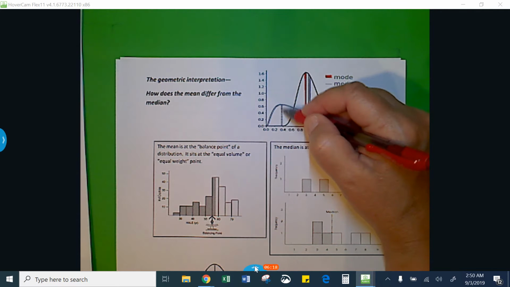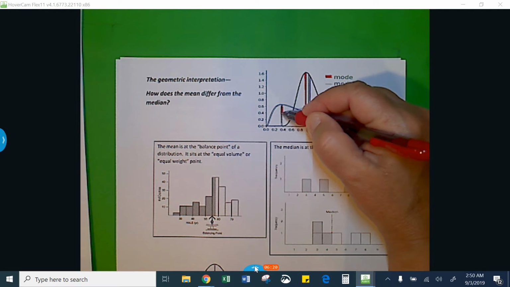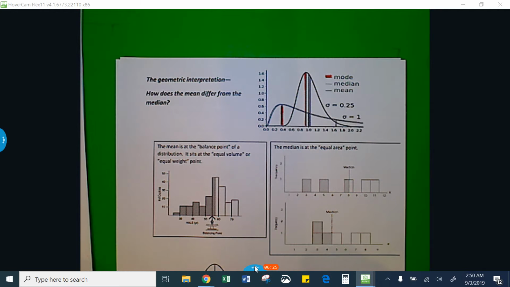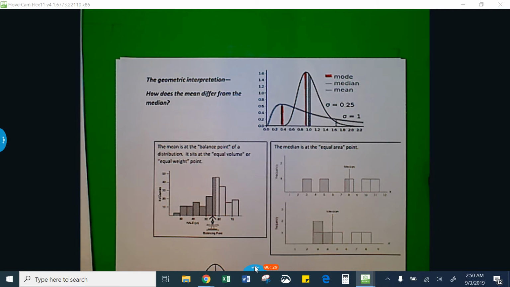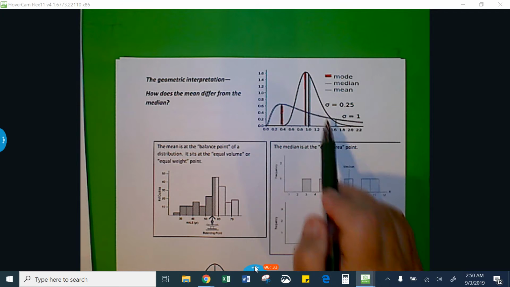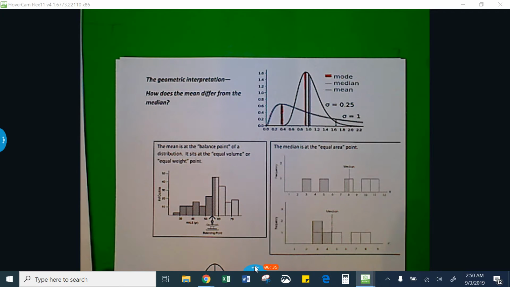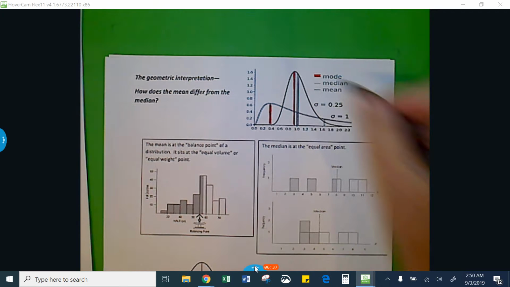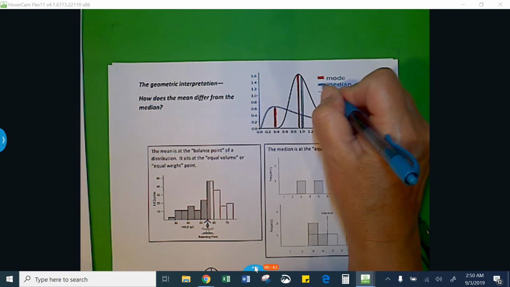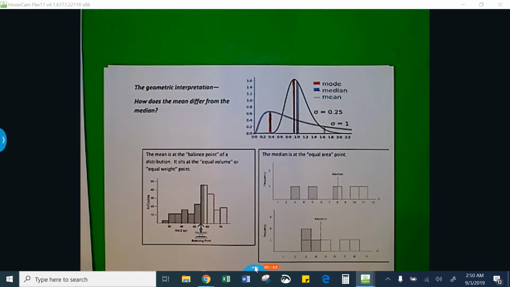The mode here occurs the most often, so there's your mode there. The median is the middle value, and this one that looks approximately symmetric is actually a little heavier on the right than it is on the left. I'm going to do the median in this blue. Hopefully you can see these colors pretty good.